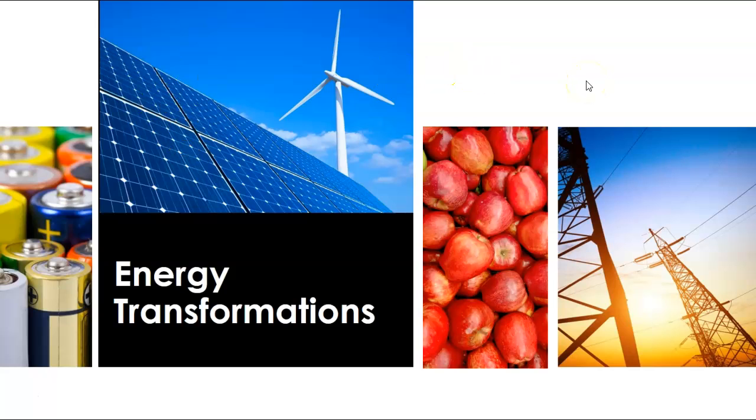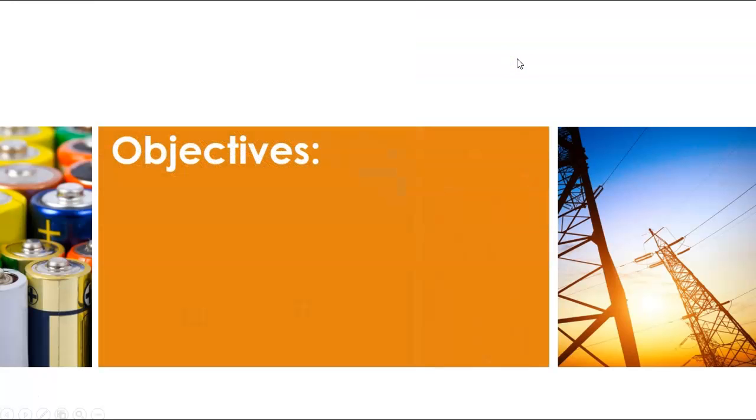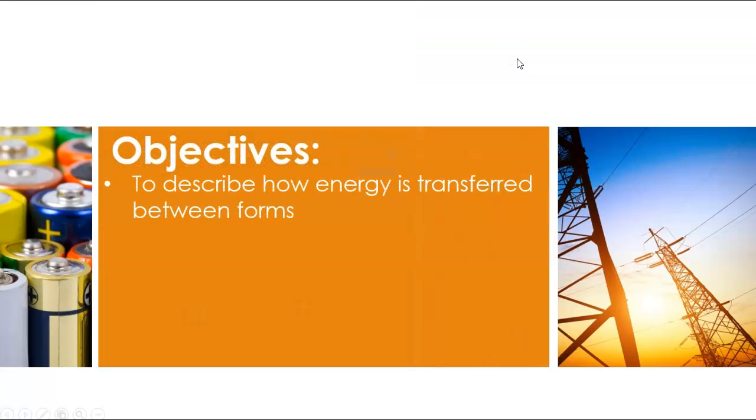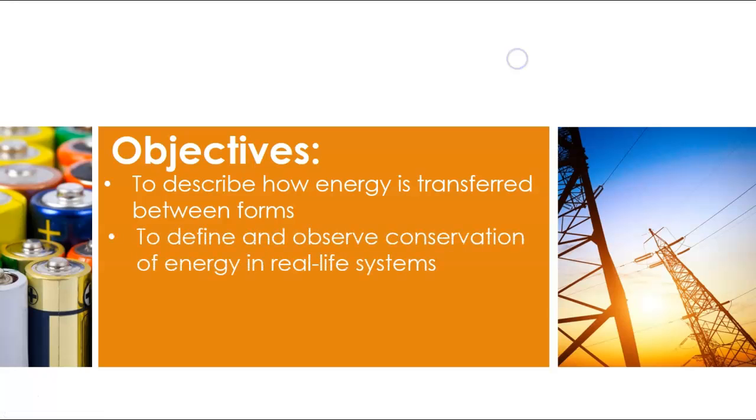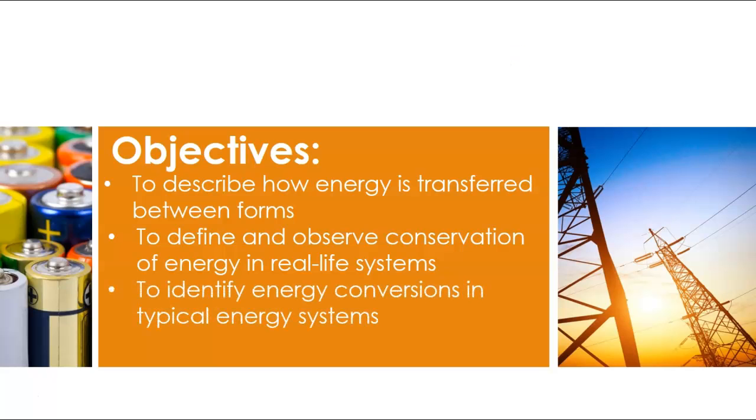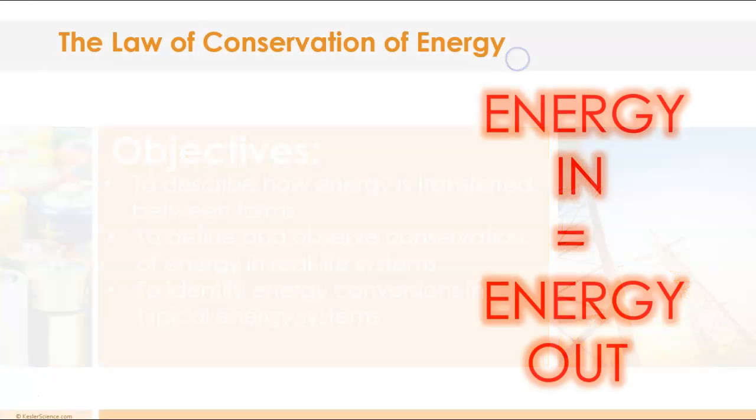So energy transformations, this is what we've been looking at this week, and let's look at some definitions and some more specific examples of what we're talking about when we look at energy transformations. You have a couple objectives for this lecture. First, to be able to describe how energy is transferred between forms. Second, to be able to define and observe conservation of energy in real-life systems. And third, to identify energy conversions in typical energy systems. So we're going to do some practice today.